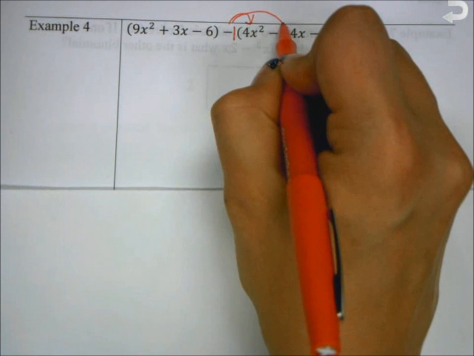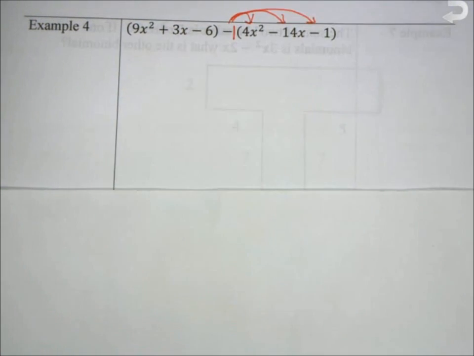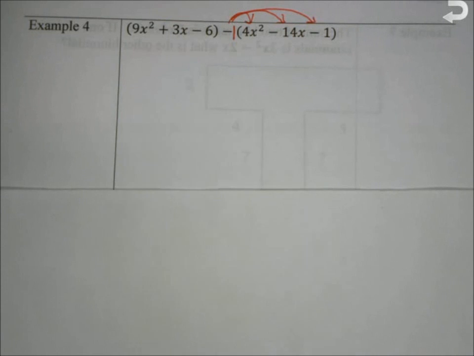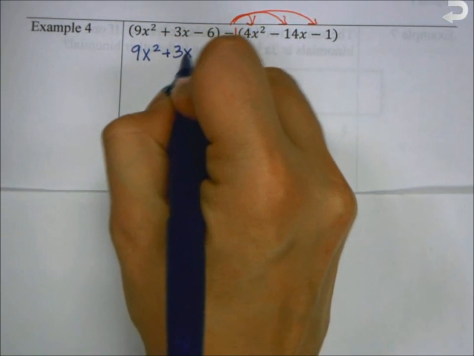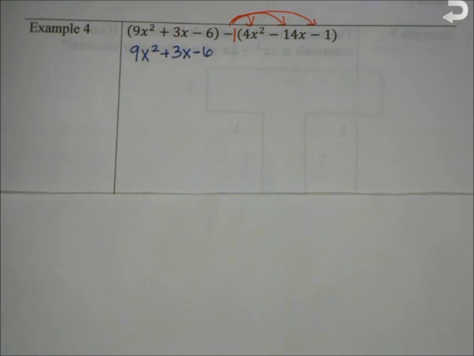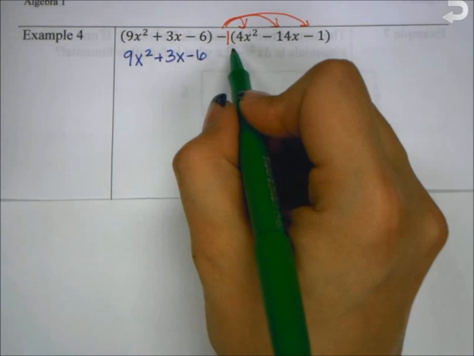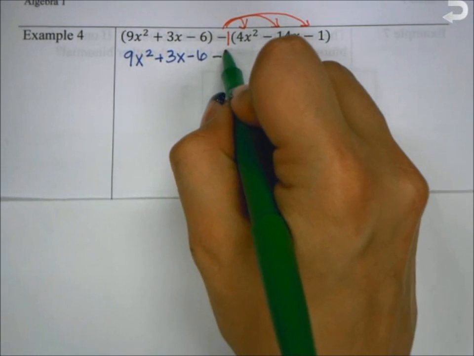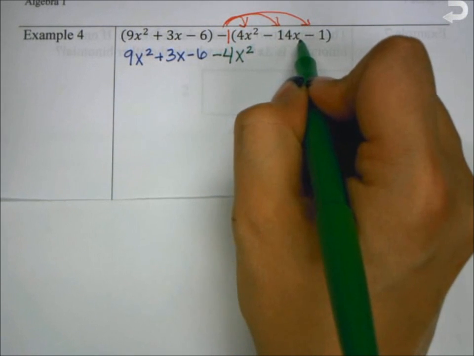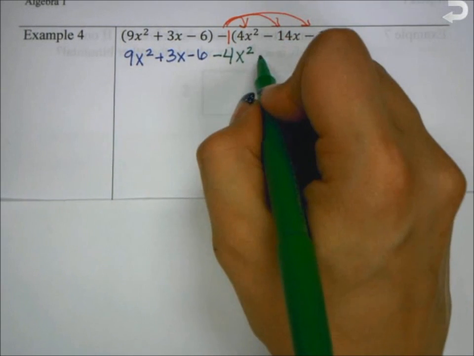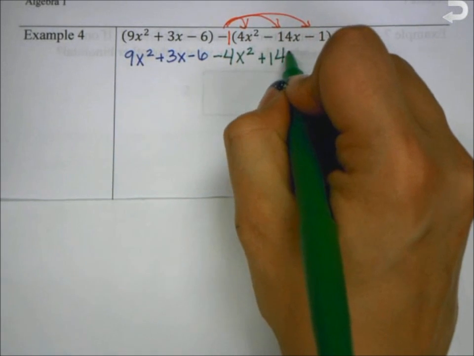So we have 9x squared plus 3x minus 6. Nothing happened to that one. But we have 4x squared times negative 1. So what does that become? Negative 4x squared. We also have negative 14x times negative 1. What happened to that? Positive 14x. And this negative 1 times negative 1? Positive 1. So when we're subtracting, all the signs change in the second parentheses.